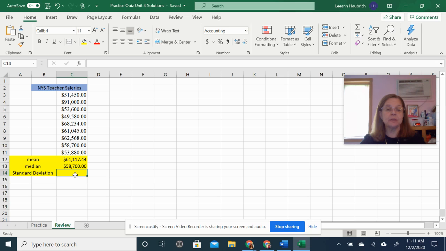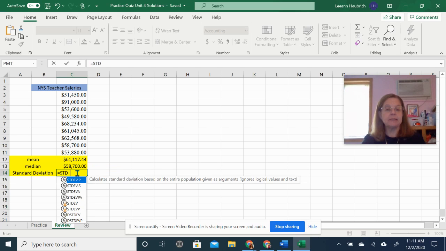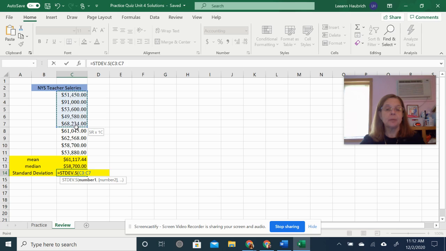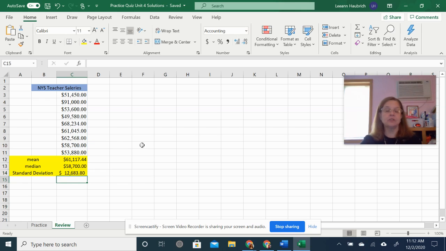Standard deviation. This is the one where you have to be careful. Hit equal, start with STDE, and you'll see there's a P and an S. We need the sample one. So I double click the sample, grab the top, pull it down to the bottom, close parentheses, hit enter.